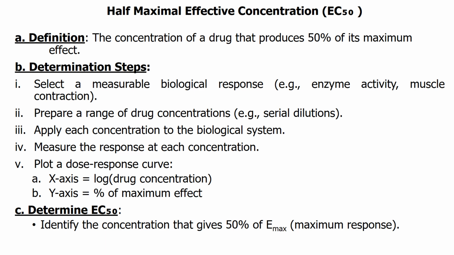If you do that, the EC50 should be the point at which your curve coincides with the 50% on the y-axis. That would be the effective concentration of the drug that can produce 50% of its maximum effect.